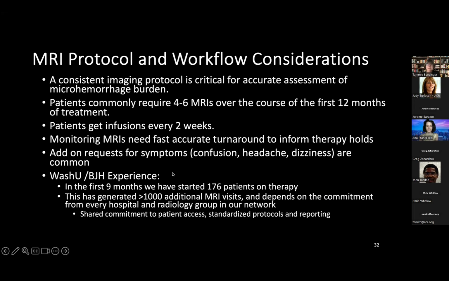And so you have to be prepared for how we will work these patients into the schedule and get this happening. So just to share our experience, we've been infusing lecanemab for about 9 months now, and we have 176 patients on therapy. And we use unique orderables for the monitoring exams to help drive our workflows in terms of the protocol on the scanner as well as the dictation template. And with that, we can actually track these volumes. And so we have actually generated over 1,000 MRI visits related to this therapy program. And so it's really required a strong commitment, not just at our university hospital, but at every hospital in our network, including radiology groups that aren't part of our academic center. And it's demonstrated a remarkable shared commitment to patient access to help make these exams available, and a shared commitment to the standardization of protocols and reporting have made this very seamless.